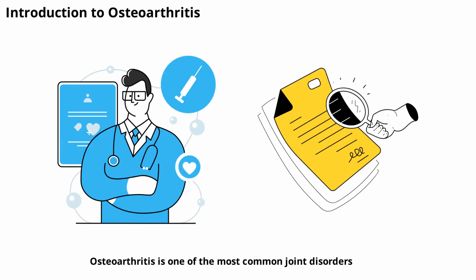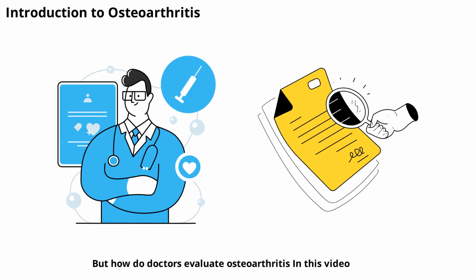Osteoarthritis is one of the most common joint disorders, affecting millions of people worldwide. It leads to pain, stiffness, and reduced mobility, often impacting daily life. Early and accurate diagnosis is crucial for managing symptoms and slowing disease progression. But how do doctors evaluate osteoarthritis?